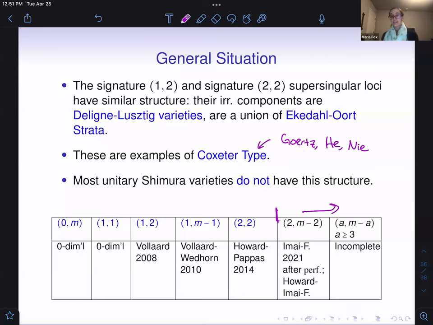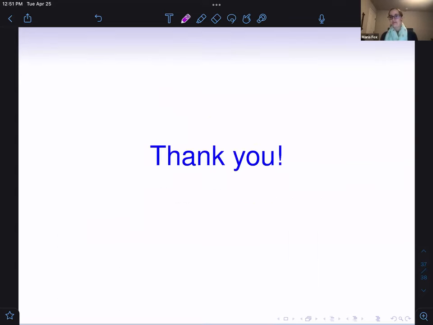So it becomes very interesting to ask: if we don't expect what we've seen in smaller signatures, what should our supersingular locus look like? And how should it interact with the ectoloid stratification? That's the subject of ongoing work of me and my co-authors, and we're very excited to see what happens. Thank you for your time.